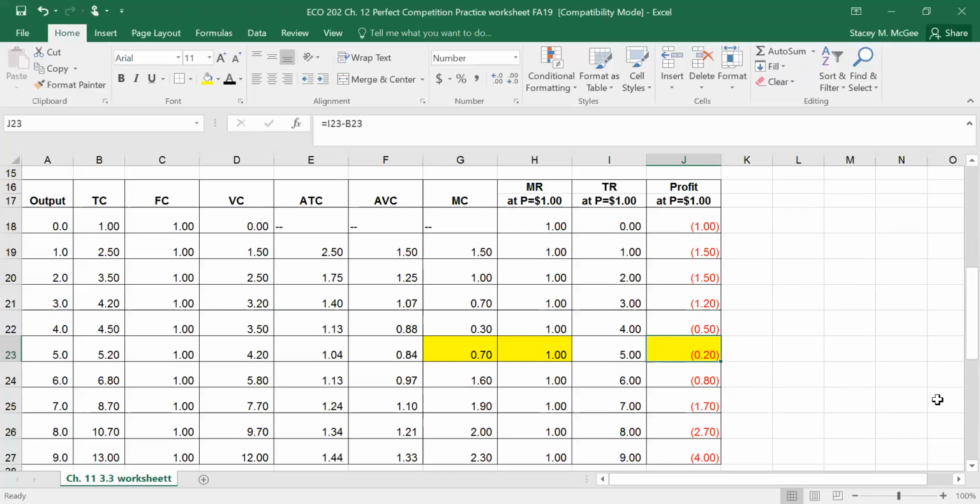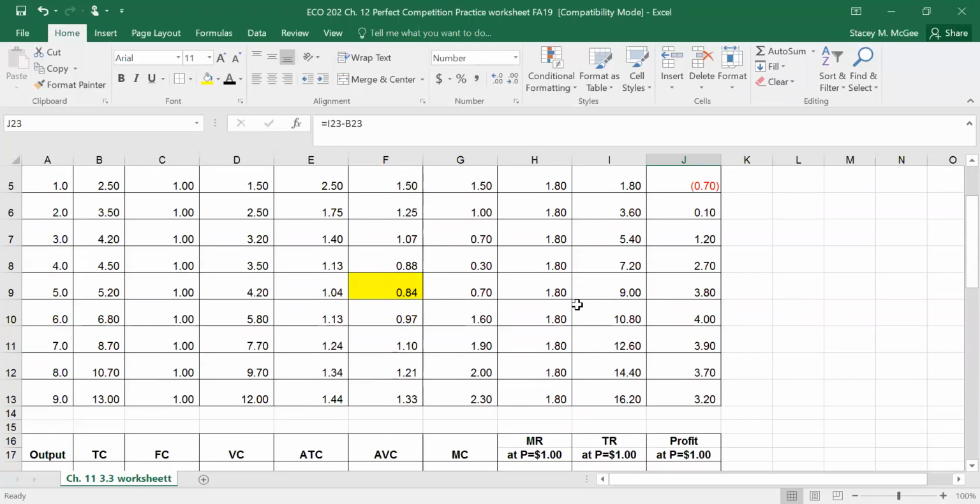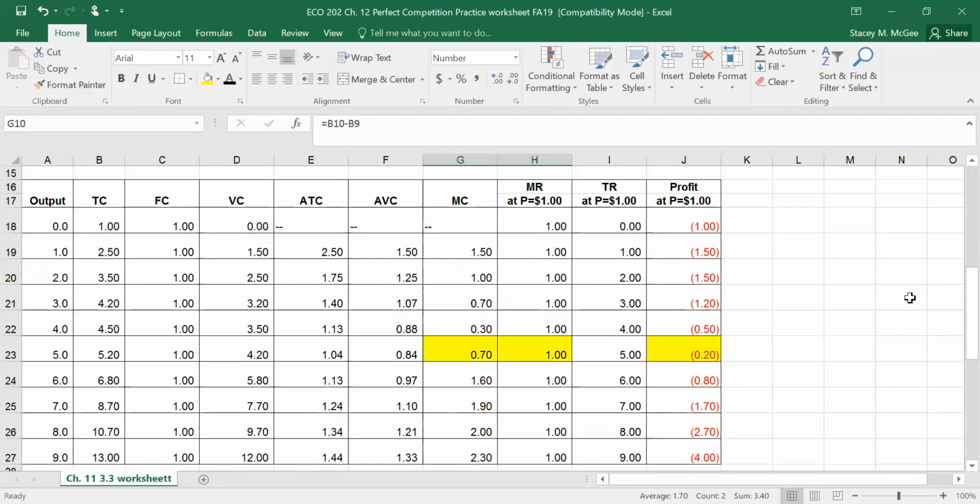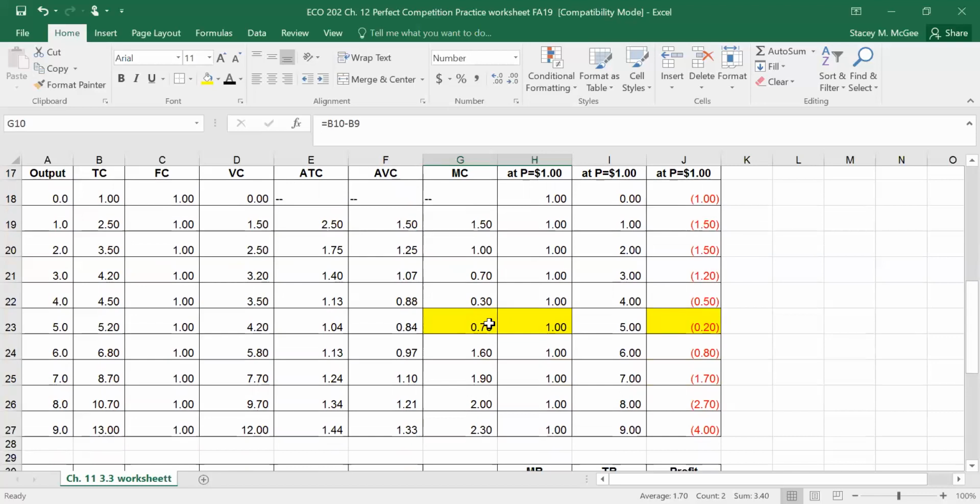Even though none of these make money, if she shuts down, she loses $1. If she produces 5, she only loses 20 cents. So as long as she's stuck with that fixed cost, that's her best option here. Whereas on this one, she should produce 4. So this is her best option if the price is $1.80. When the price drops down to $1, she'd be better off producing 5. But losing 20 cents is better than losing $1, so that's why she doesn't shut down.